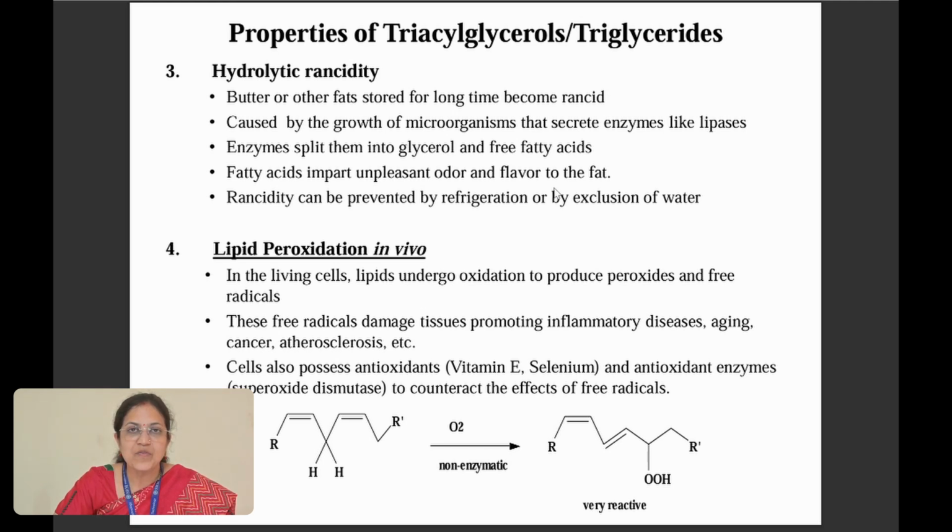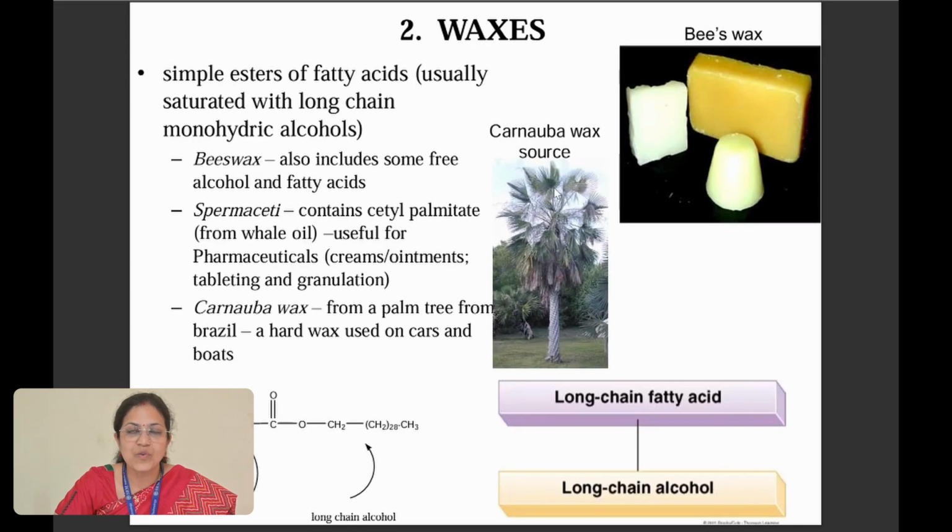Now coming to the next type of lipid, which is waxes. All of you know what waxes are. Waxes are made up of simple esters of fatty acids. They are also called saturated long chain monohydric alcohols.